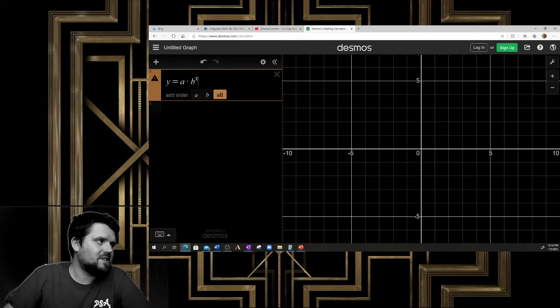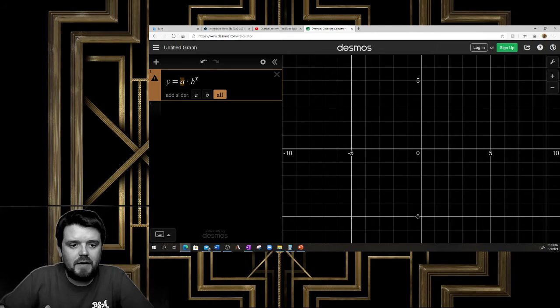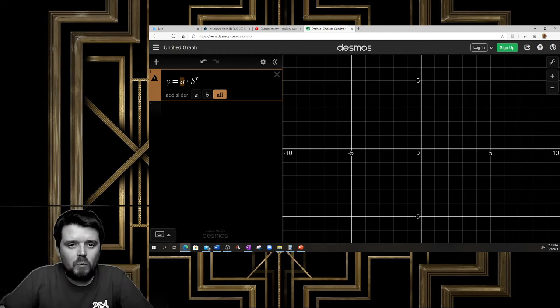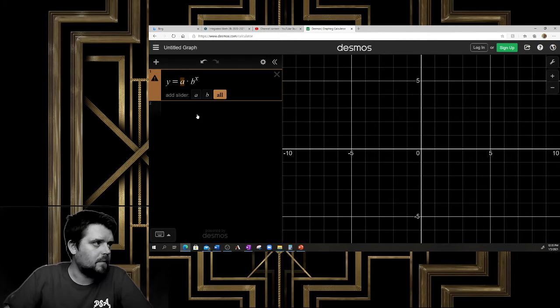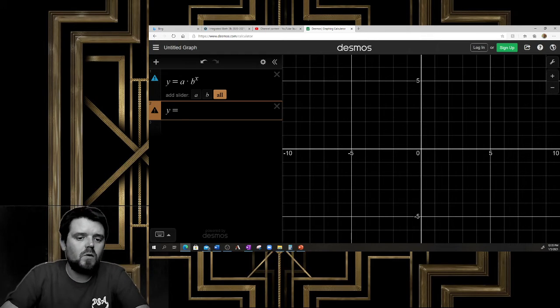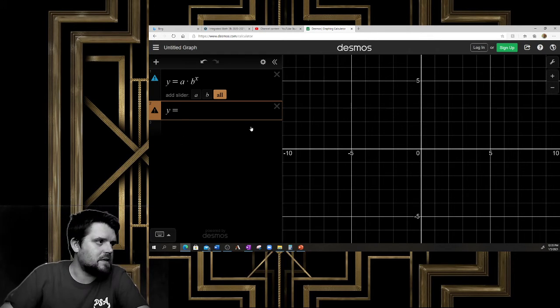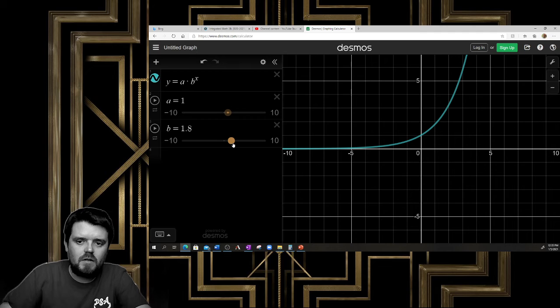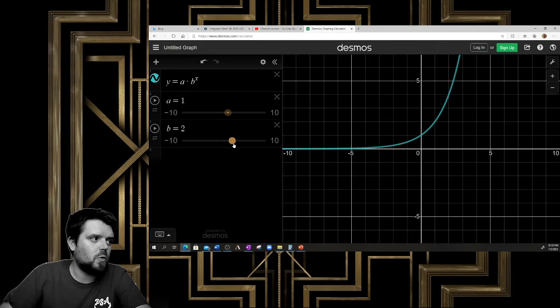So with 6.2, it's kind of the same thing. A represents our initial value, assuming the graph hasn't been translated, it hasn't been moved up, down, left, or right. And then the b represents the rate of change, but we call it a ratio because we're multiplying, not adding each time. As we've talked about before in 8th grade and Integrated Math 1, when that b value, and you can add the sliders here, that's a nice thing about Desmos, but when that b value is greater than 1, it is a model of exponential growth.